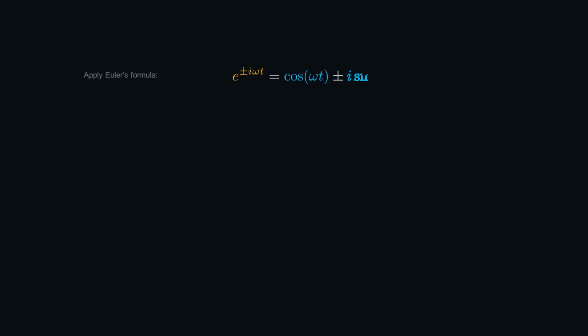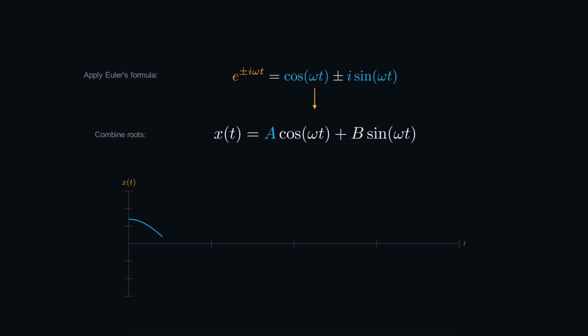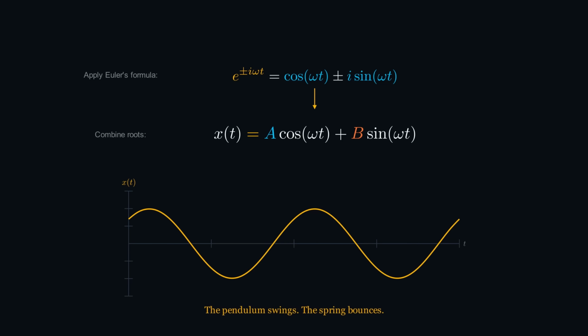Combine the two roots, and the full real-valued solution becomes x of t equals A cosine omega t plus B sine omega t, where A and B are determined by the initial position and velocity. And suddenly, the physics appears. The pendulum swings, the spring bounces. None of that was assumed. It emerged directly from the mathematics.